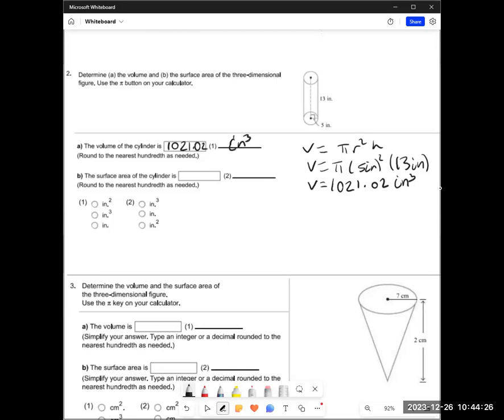Cubic inches. Now the surface area, you probably don't know this formula off the top of your head, but it's 2 pi r h plus 2 pi r squared.